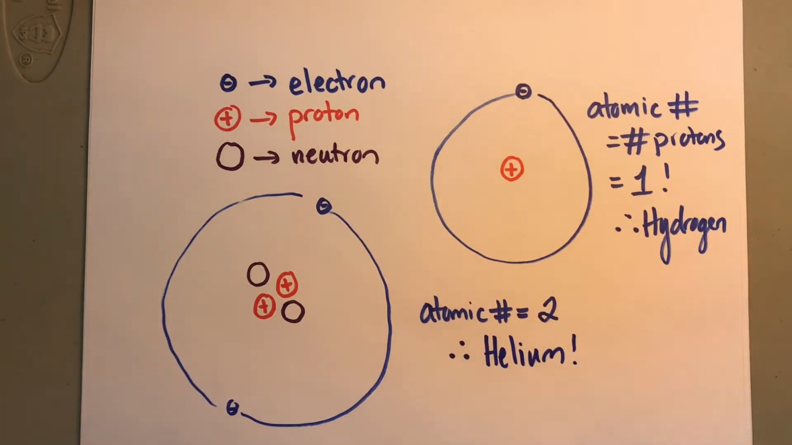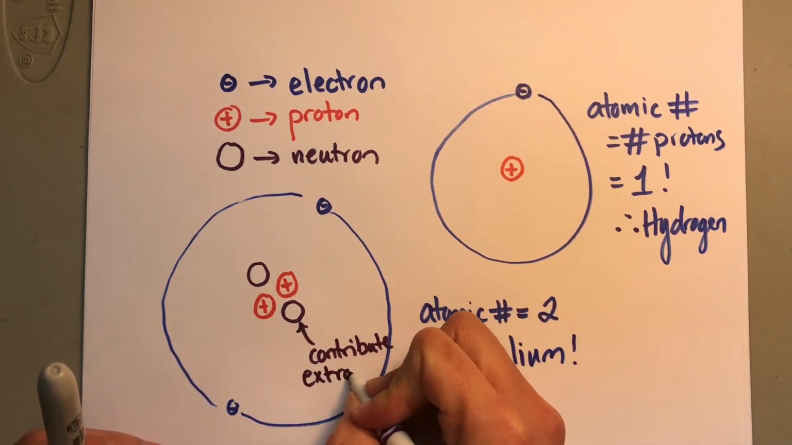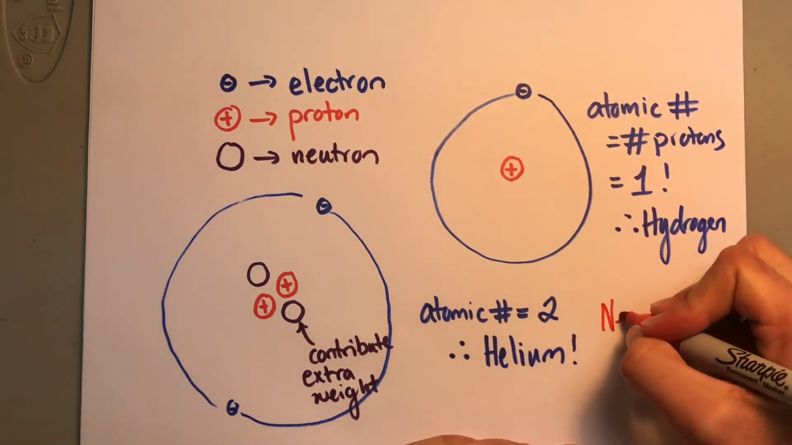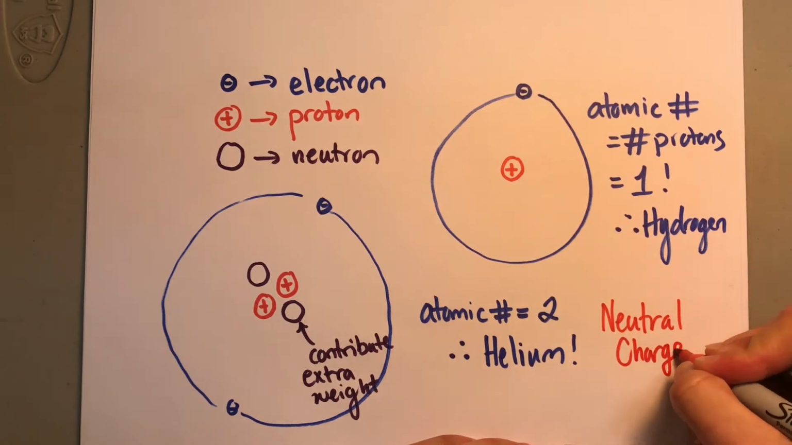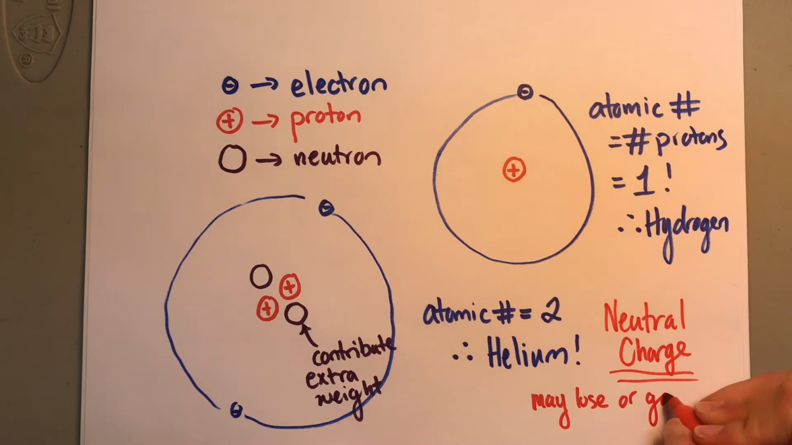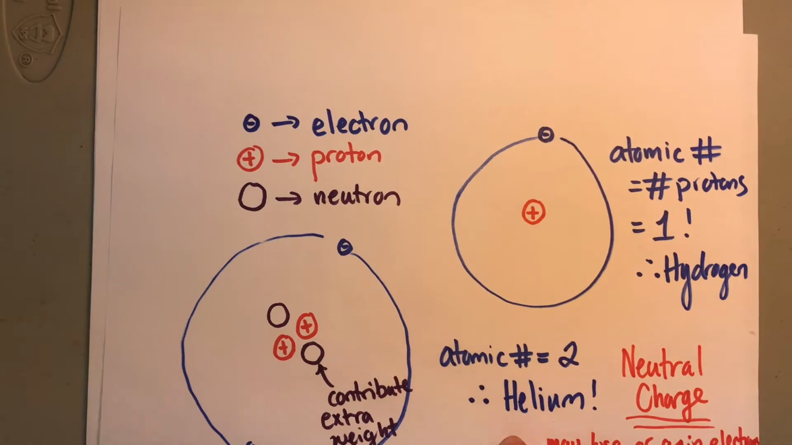Now if we look at these purple ones here, these are neutrons. So they actually contribute extra weight and don't do too much else other than that. That's why helium is much heavier than hydrogen, because it has those extra weights. This is a neutral charge because we have 2 protons and 2 electrons. They balance each other out. But I may lose or gain an electron, and thus this would change it to be either a plus or minus charge. But in this case, we're talking about neutral charged atoms.